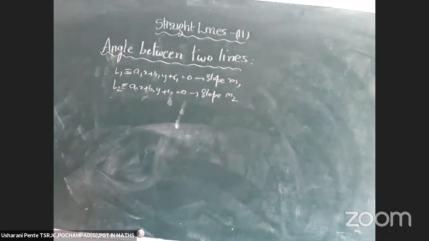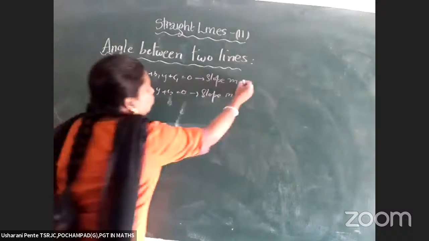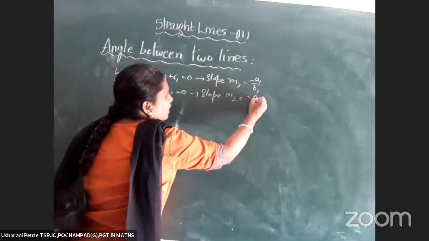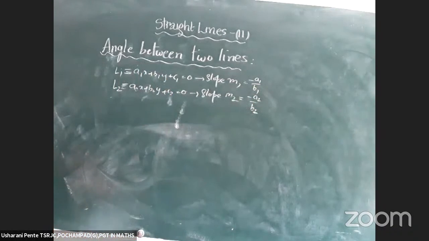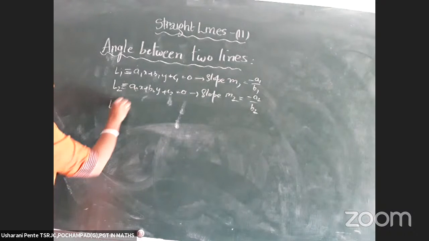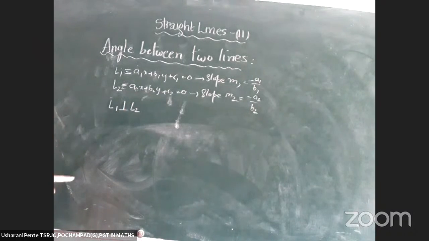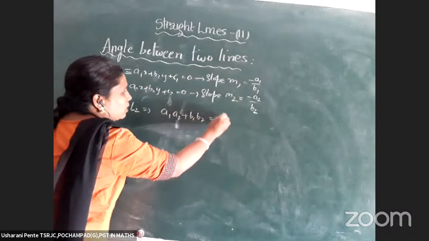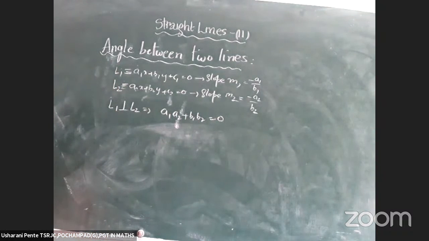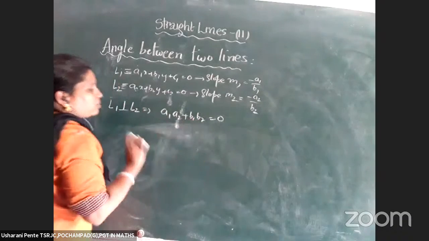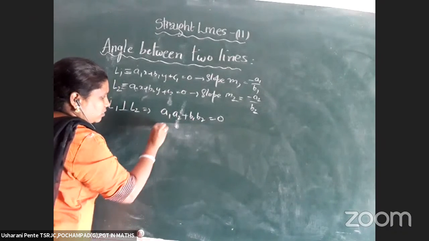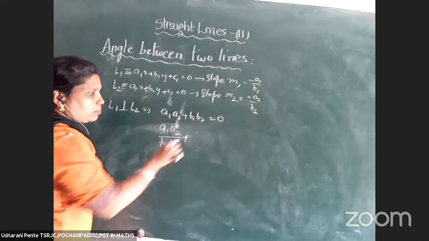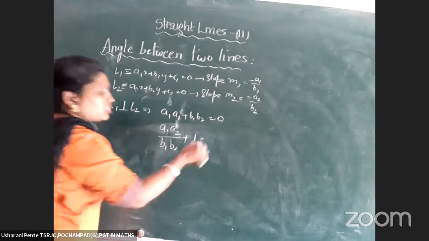Okay, so these are the given 2 lines. From this, what is the slope? We know that M1 is equal to minus A1 by B1 and M2 is equal to minus A2 by B2. We know, as we discussed just before, if the 2 lines are perpendicular, then the condition is A1 A2 plus B1 B2 is equal to 0. I am dividing throughout by B1 B2. That is A1 A2 by B1 B2 plus B1 B2 by B1 B2, which is nothing but 1, is equal to 0 by B1 B2, which is nothing but 0.